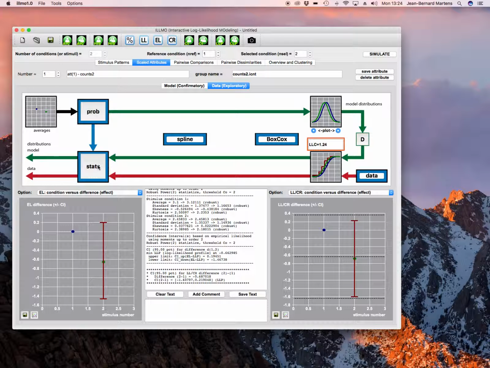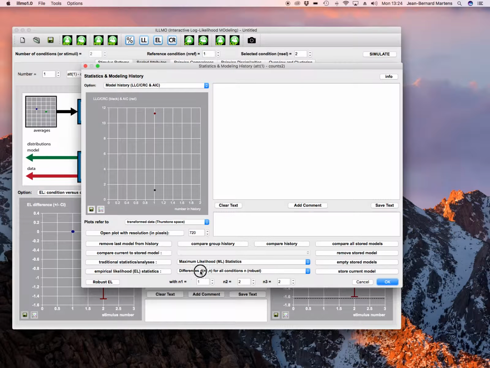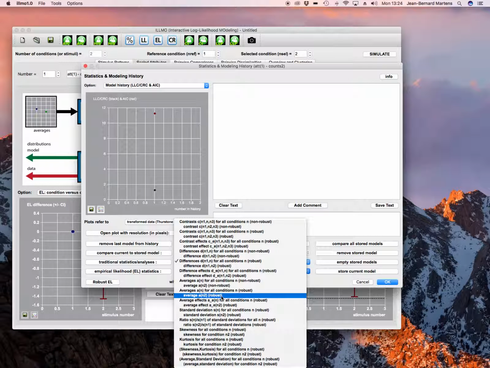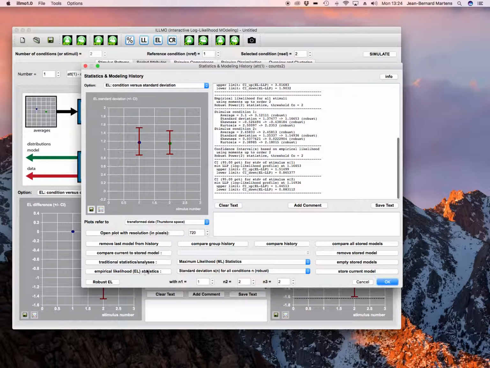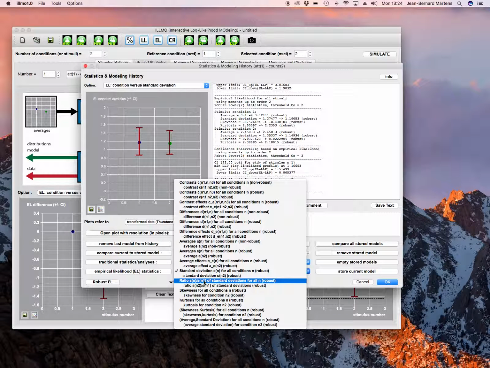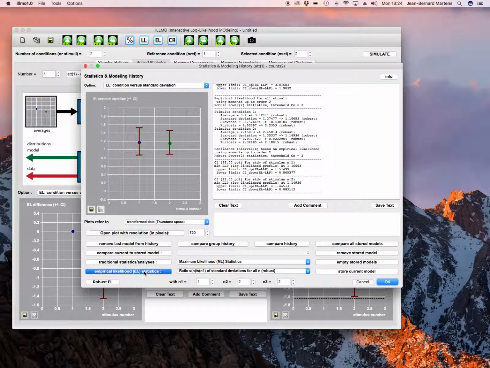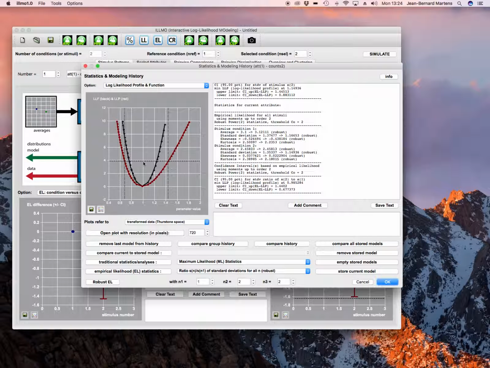Other things we can do with empirical likelihood is we can also create estimates for higher order moments. For instance, we can create empirical likelihood estimates for the standard deviations. So we see that the estimated standard deviation is about the same in both conditions, and this is one way of looking at it, but we can also do this comparison directly. We can actually look at the ratio of 2 standard deviations and create an interval for that, and we see that 1 is within that interval.